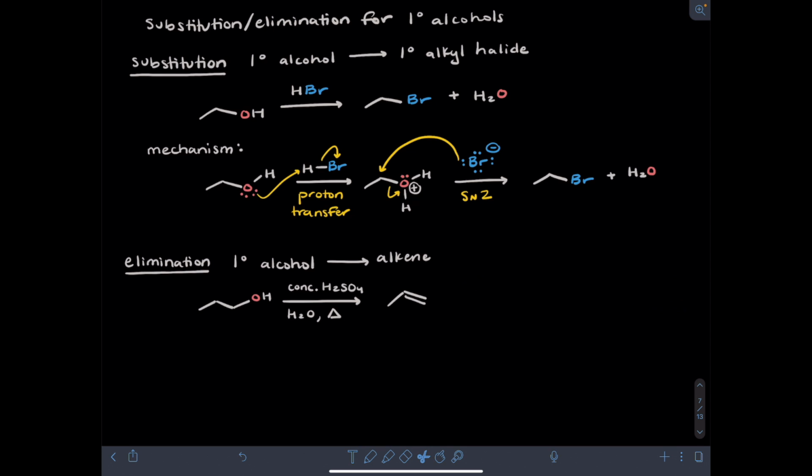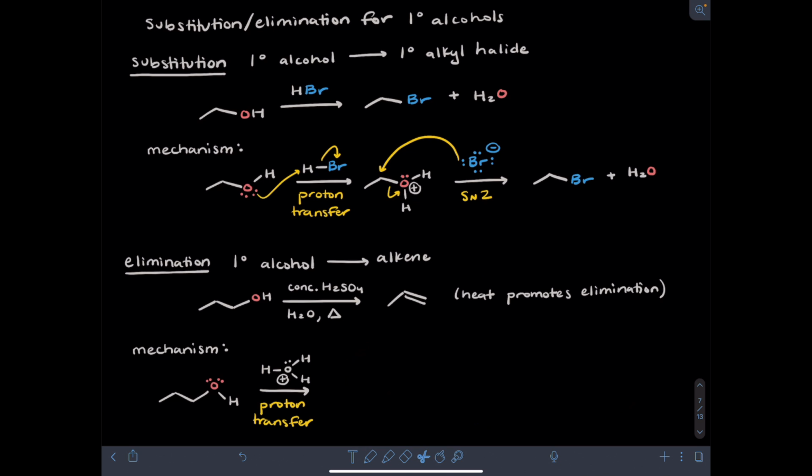You can also have elimination reactions for primary alcohols, and these will form alkenes. For example, let's consider this 3-carbon alcohol. The conditions for elimination are treating it with concentrated sulfuric acid. Assume there's a little bit of water present and you need heat. Heat is going to promote elimination reactions to form alkenes, often because the alkenes have low boiling points, so you can get them to distill away from the starting materials as the reaction proceeds.